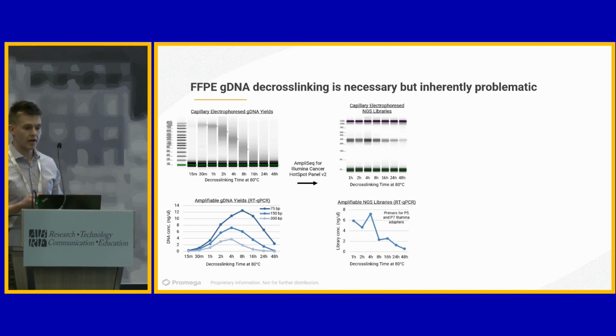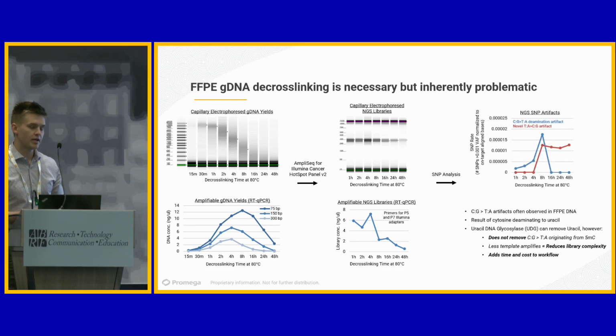So we can make NGS libraries through targeted sequencing, and what we see when we do SNP analysis is that the length and temperature of this decrosslinking reaction is really driving SNP artifacts. In particular, these C to T SNPs, which are a common artifact found in FFPE. If you're involved in NGS of FFPE, you might recognize them. And this is the result of cytosine deaminating to uracil. So there are commercial solutions for this. Uracil DNA glycosylase can be used to remove this, but it doesn't get rid of all of the deamination events, and it does reduce library complexity.